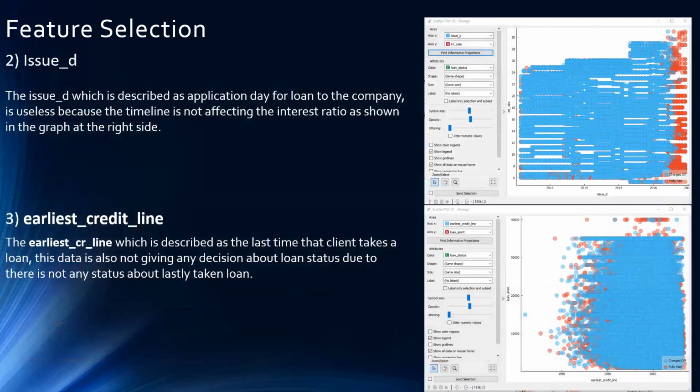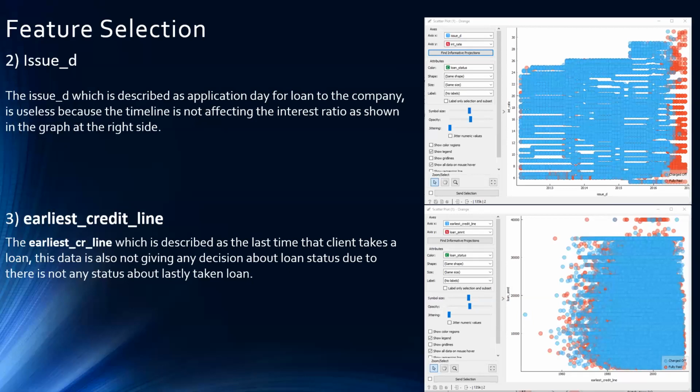Thank you, sir. In the second feature, issue date is described as the application day for taking a loan from the company. We thought it's useless because in real life, interest rates are clearly proportional with the issue day because it's changing by day. But according to Lending Club, it's not changing day by day. It's changing according to the financial profile of the customer. So we would like to delete this feature from the dataset.